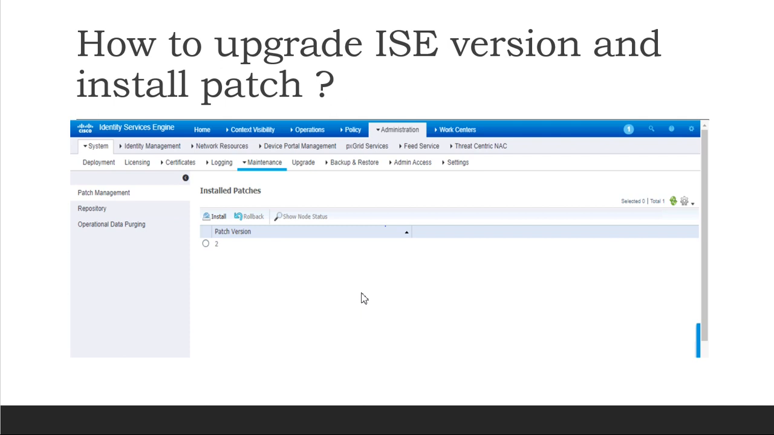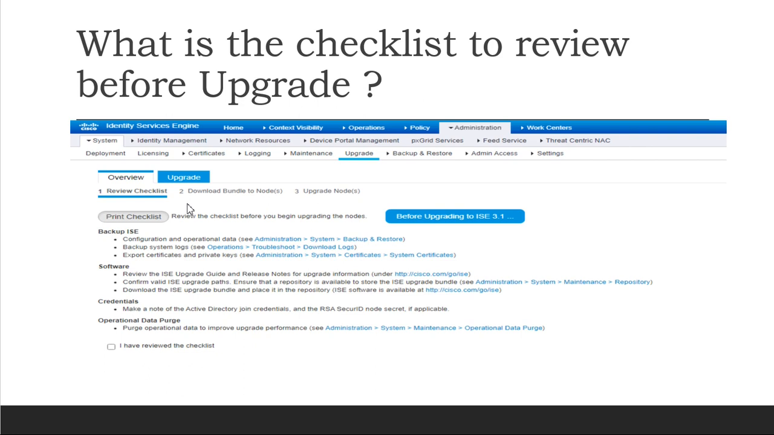upgrade of ISE version. We can upgrade ISE from the GUI, like from the web interface, or from the CLI as well. It will be done from administration. From administration, you will go to system, and then upgrade. So there you'll get this window, and here after reviewing the checklist, you'll be prompted for upgrade, where you'll download the ISO and start upgrading.